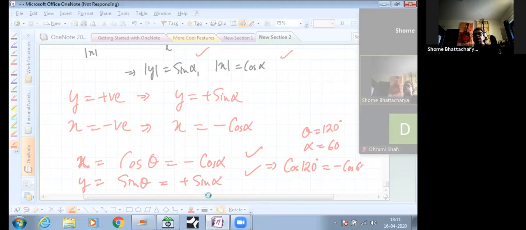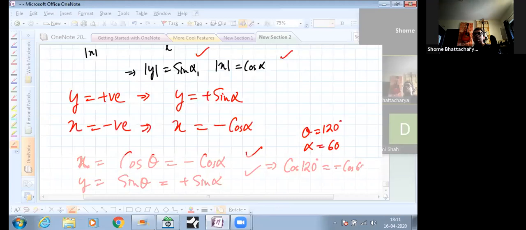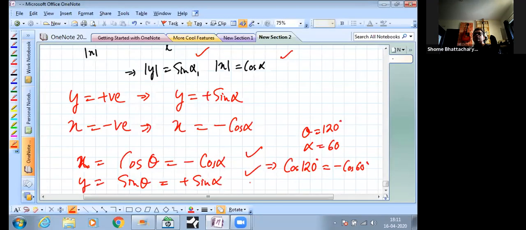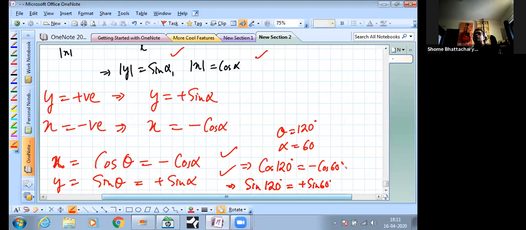Okay. And similarly, from the second relation, we will get sine of 120 will become how much? It will become positive of sine 60. Okay. So further, this will become minus half, whereas this is positive of root 3 by 2. Okay. So this is how we calculate the values of sine and cos in the second quadrant.